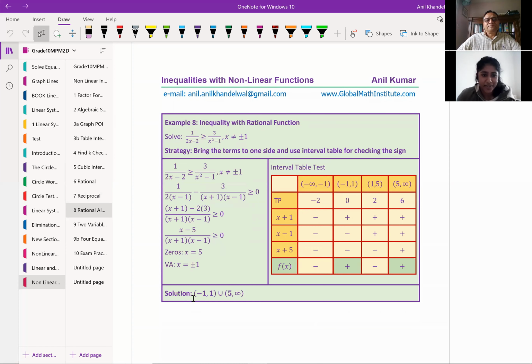All right, okay. So solve 1 over 2x minus 2 being greater than or equal to 3 over x squared minus 1, where the restriction is x is not equal to plus or minus 1. Okay. How will you do it? So since it's not like a reciprocal kind of thing where we can do that x squared and simplify it, because the denominators are not like that, which can be easily simplified. So I think I'll just do the same method I did with the other rational function. I'll just move the 3 to the other side, and then interval.